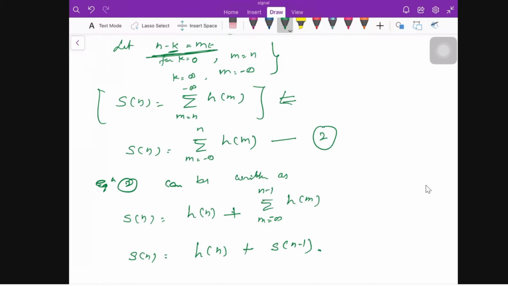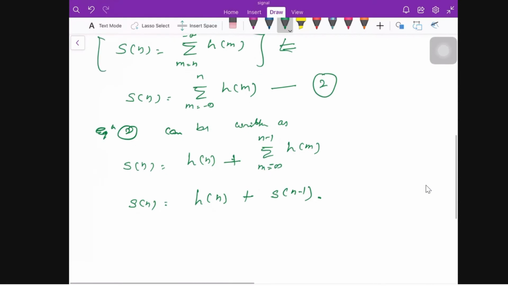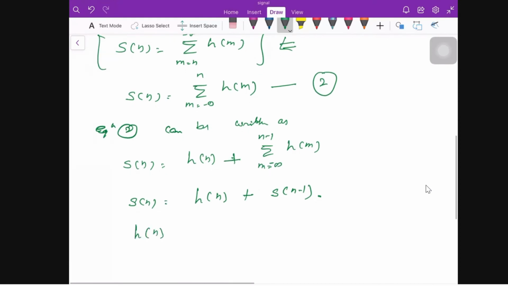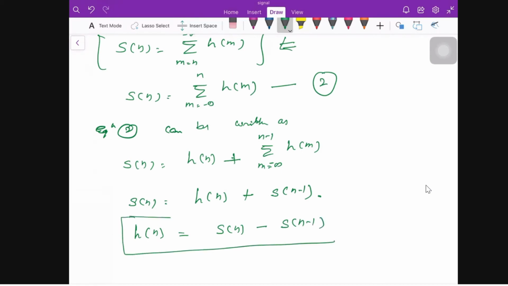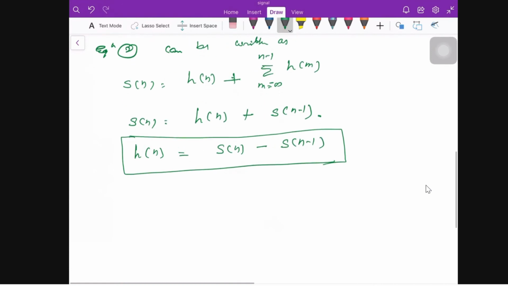In terms of Sn, okay, so from here you can find out the impulse response: hn equal to Sn minus Sn minus 1. So if you want to calculate the impulse response hn, it will be Sn minus Sn minus 1.